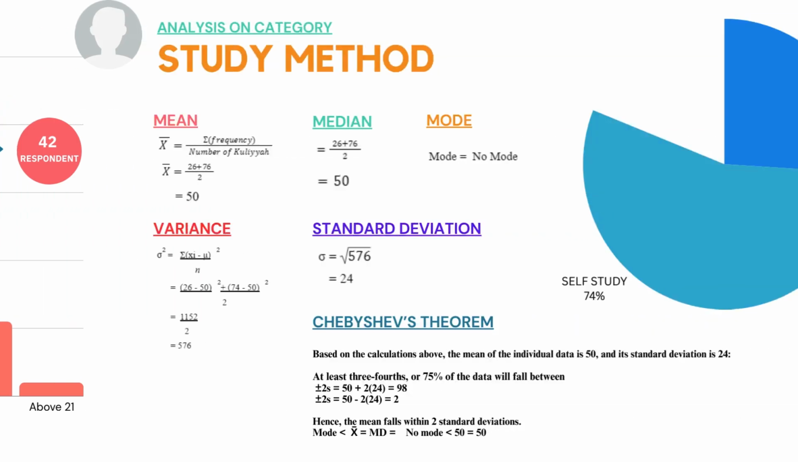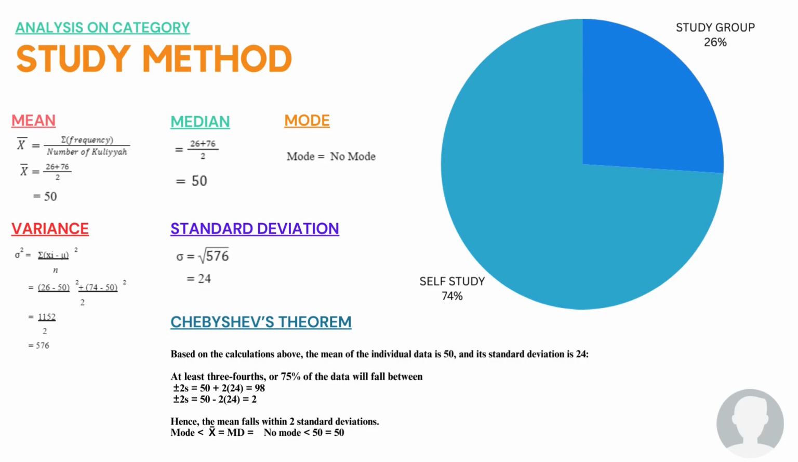My name is Nabihah. My metric number is 2216522. First, I will tell about analysis on category study method. There are two variables, self-study and study group. Based on calculation above, the mean and median for this pie chart is 50. There is no mode in this pie chart. The variance is 576 and standard deviation is 24. Using Chebyshev theorem, at least 75% of the data will fall between 98 and 2. Hence, the mean falls between two standard deviations.